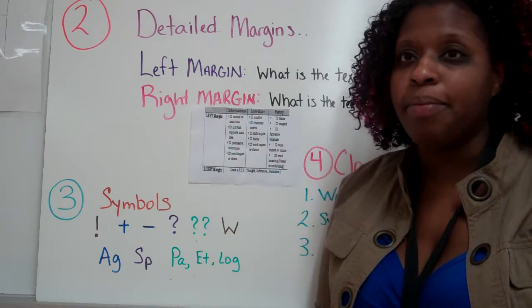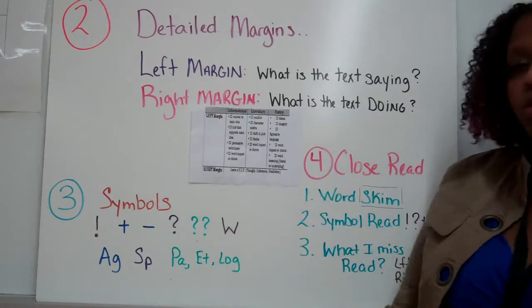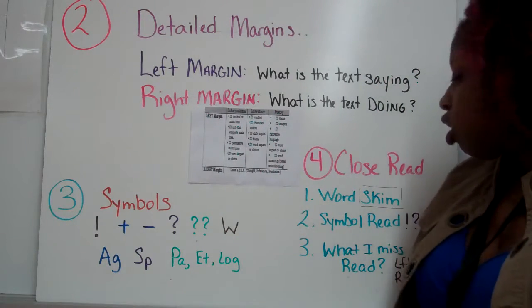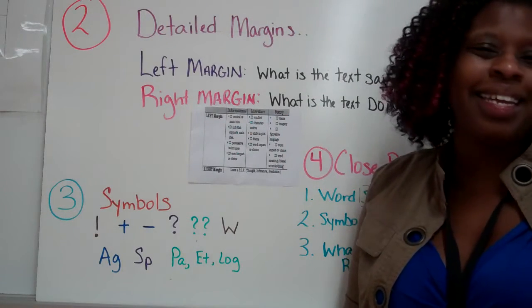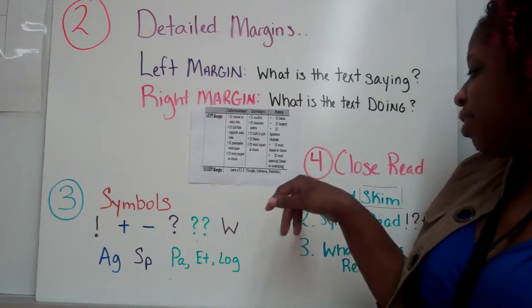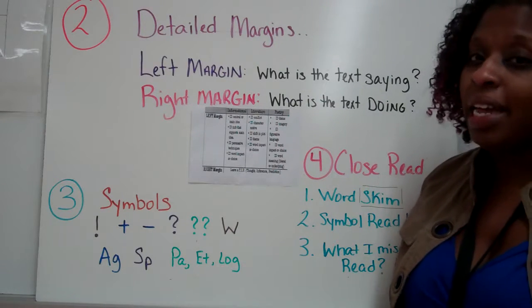And the fourth step is the close read. So, typically with a good text, when you close read, you're going to read it at least twice. But the first time you're going to read it, you're going to do what I like to call word skim.